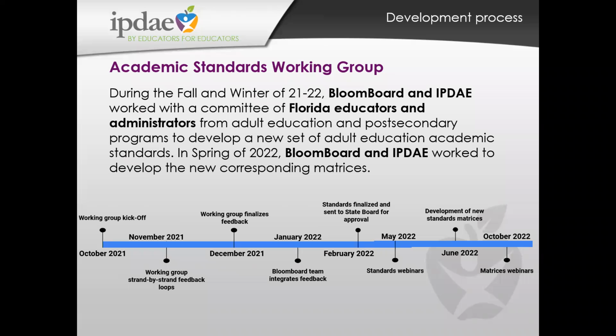Then leading into May, we were providing some support and resources around understanding those new standards. We're continuing to provide additional support and upcoming future resources. That includes creating new standards matrices. We worked on that over the summer, and now we're in the fall, we're starting to roll that out to you all as educators across the state.